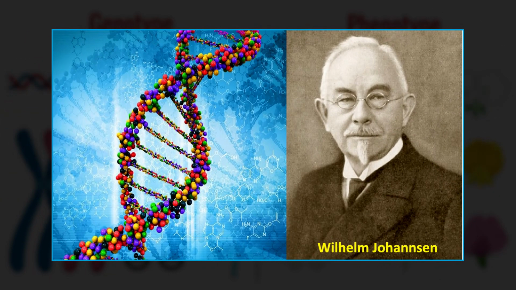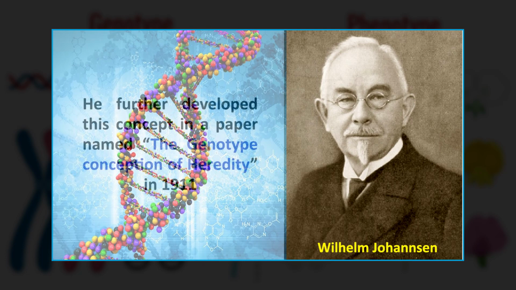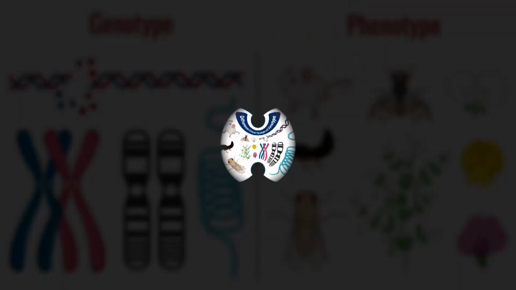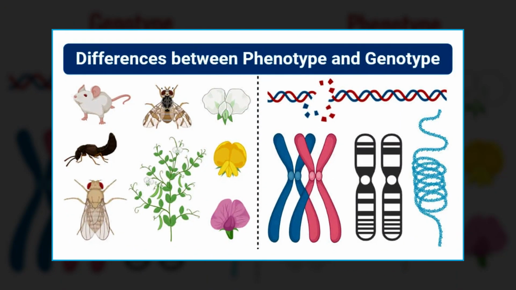The concept of genotype and phenotype was introduced by Johannsen in 1909 in his textbook on heredity research. He further developed this concept in a paper named The Genotype Conception of Heredity in 1911. An organism's genotype affects its phenotype, and a change in the environment also affects phenotype. So the genotype-phenotype distinction is drawn in genetics.